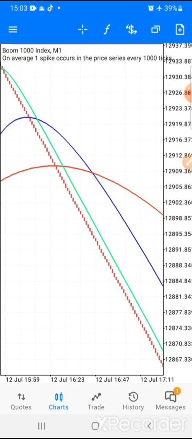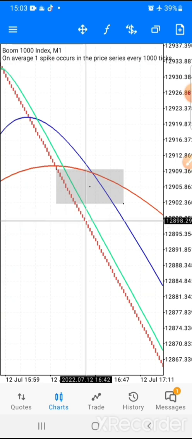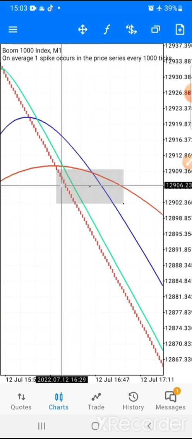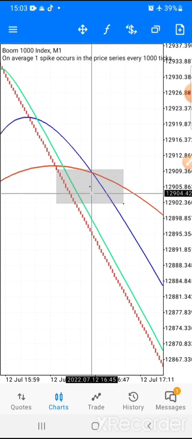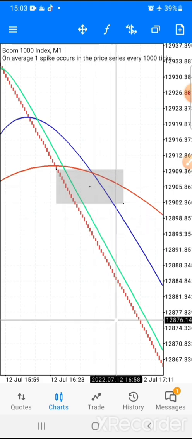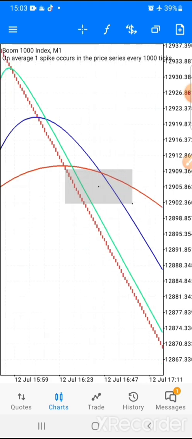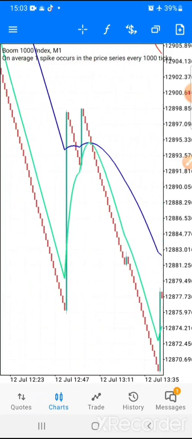Here again, we have a perfect entry, where both lines are crossing here. So we can see the green line crossed at this point. We wait for the blue. Then at this point, we count our 10 candles. I'm just saying 10, but they can be more. They can be more candles.